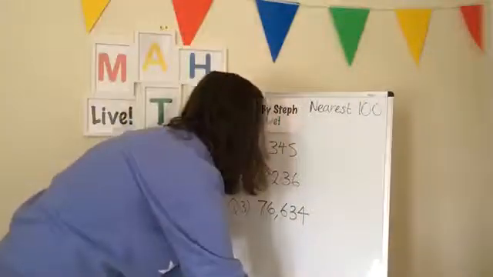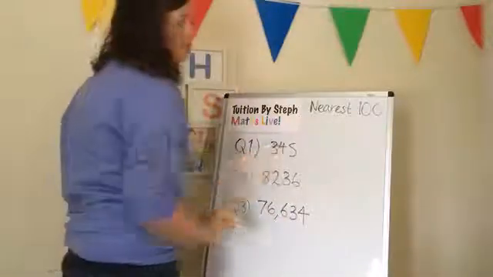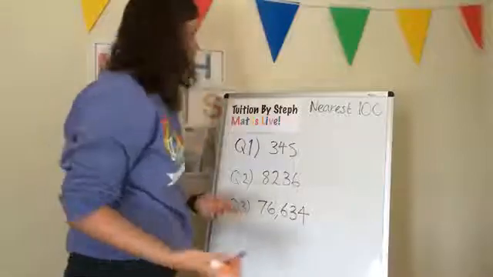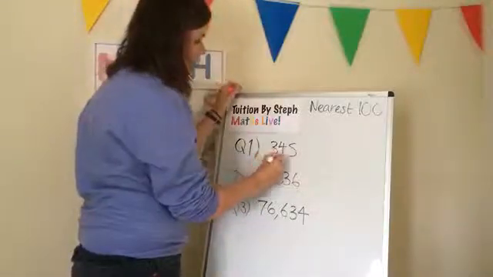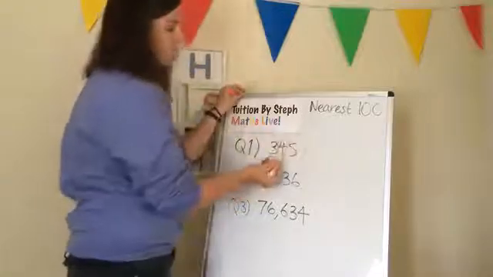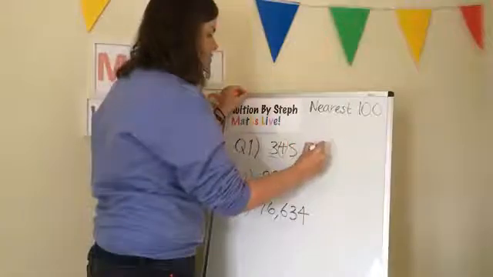Right, let's have a look. So, nearest 100. 345. We know 345 is in between 300 and 400. Here's the hundreds digit, and here's the ones which do the bossing around. It's a 4, so that means we round down or we stick. So the answer is 300.